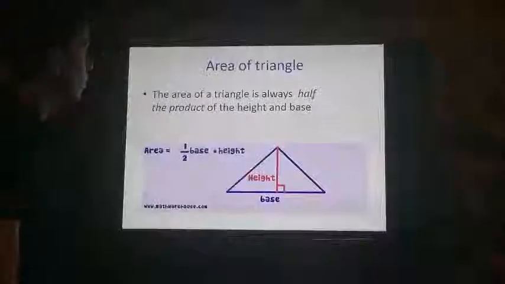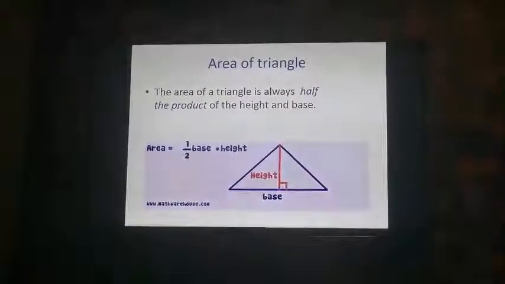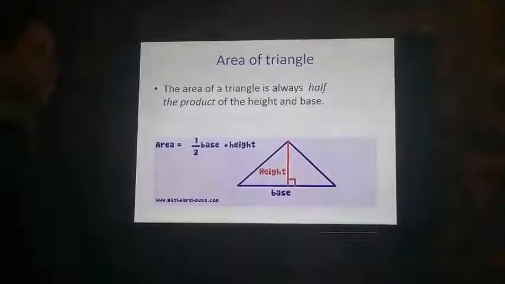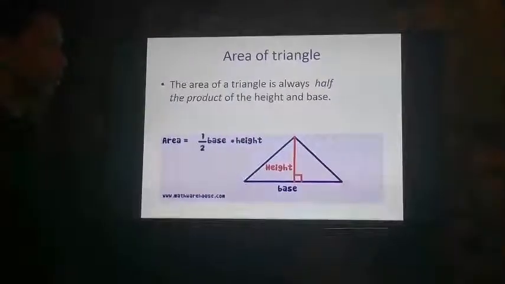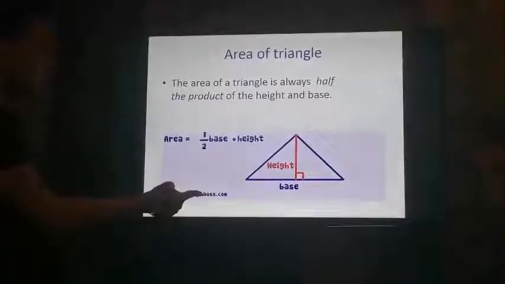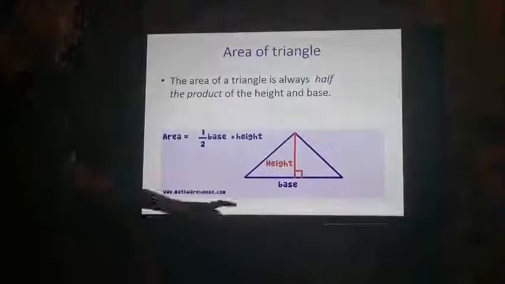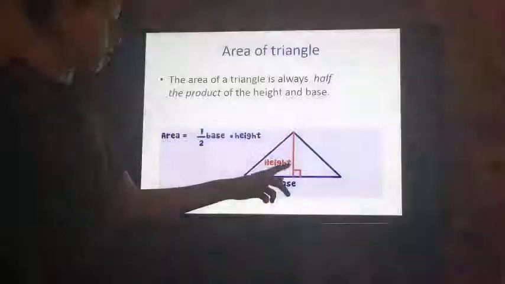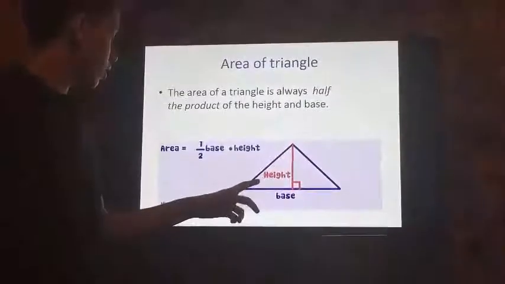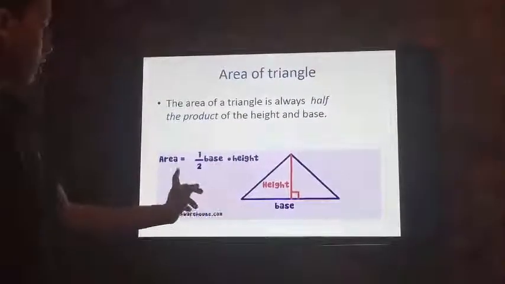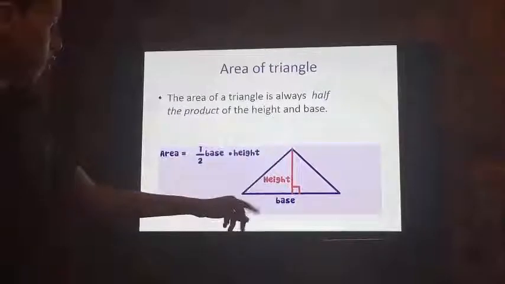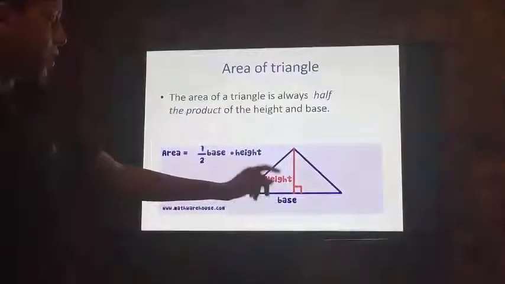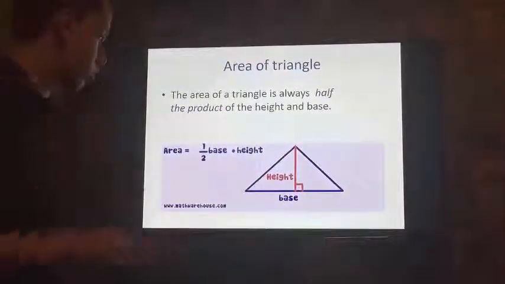So, area of triangle. The area of a triangle is always half the product of the height and base. As you can see here, the base of the triangle is here, and the height of the triangle is drawn in red. So the formula is here. You multiply base and height, and you divide it by 2.